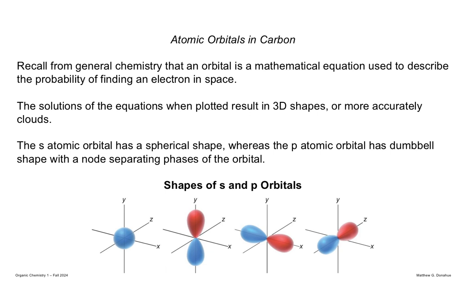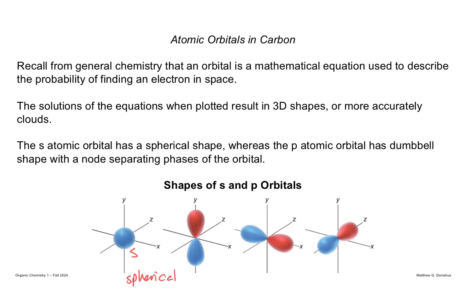So s orbitals are spherical. And again, it's more of a cloud. It's not defined like a golf ball, a basketball, a beach ball that has a boundary, but it's more diffuse. And as you move farther away from the nucleus, the probability of finding it decreases.